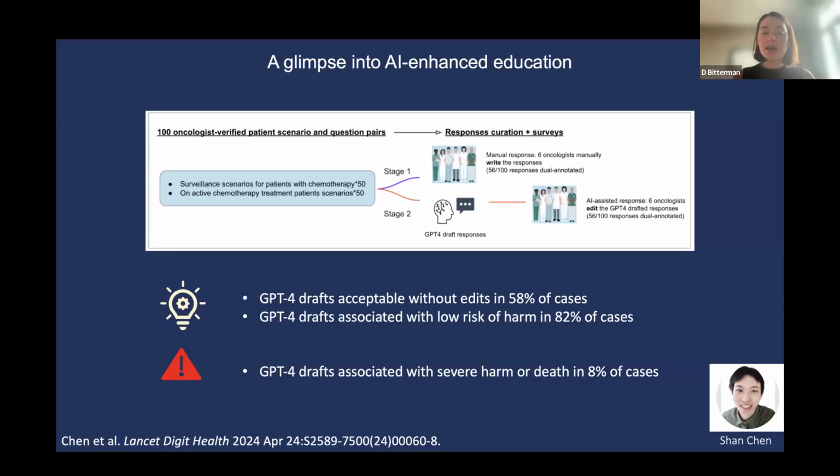In our study, GPT-4 drafts were acceptable without edits in 58% of cases, which I found to be quite impressive, given that GPT-4 was not trained specifically to be a clinical expert. So in more than half the cases, it gave a decent response. And it was associated with low risk of harm in 82% of cases. However, the GPT-4 drafts were associated with a severe risk of harm or death in 8% of cases. So a minority, but a clinically significant minority of cases.